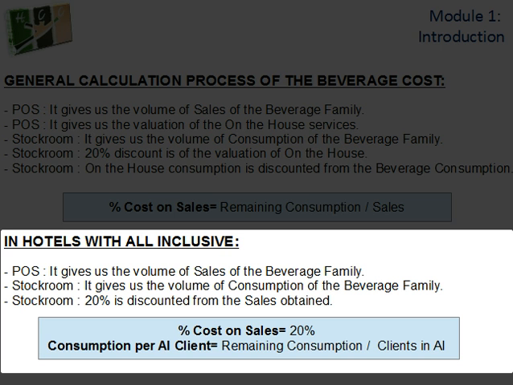Dividing the said consumption amongst the clients with drinks included, we obtain a value which corresponds to the cost that the said client incurs per day in concept of beverage consumption.